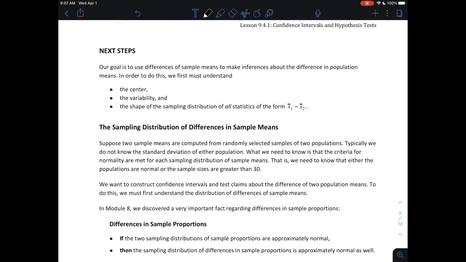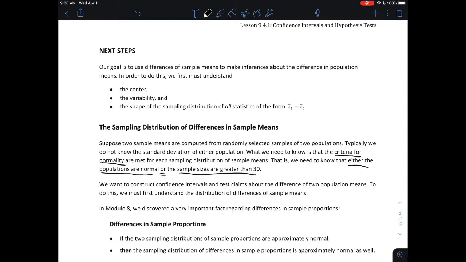Suppose two sample means are computed from randomly selected samples of two populations. Typically, we do not know the standard deviation of either population. What we need to know is that the criteria for normality are met for each sampling distribution of sample means. That is, we need to know that either the populations are normal or the sample sizes are greater than 30. That's our criteria.